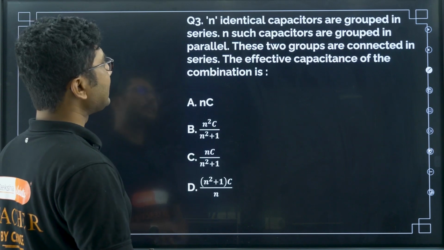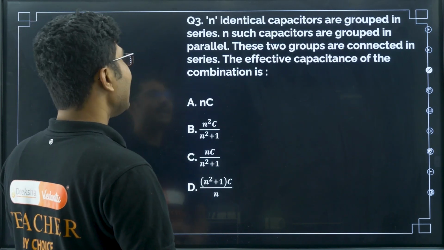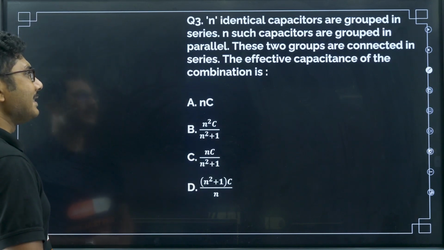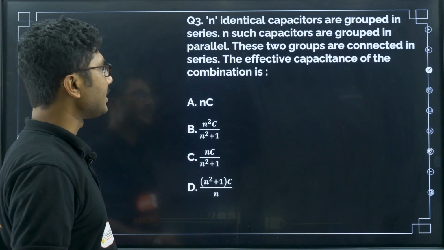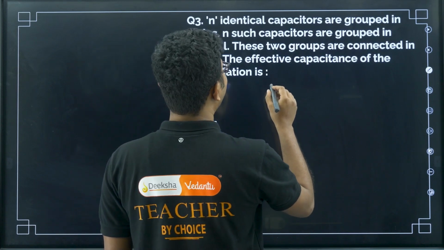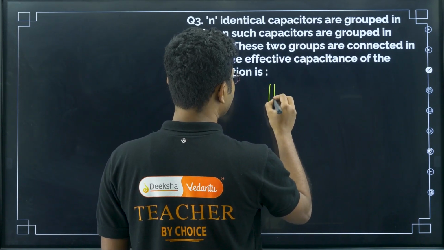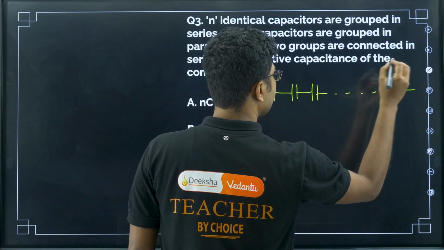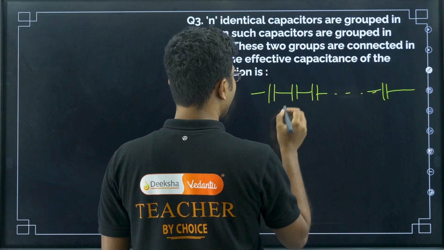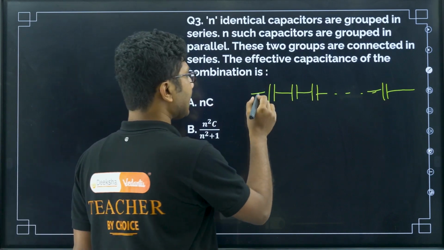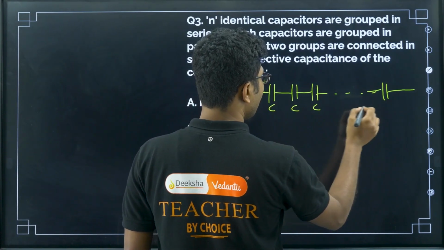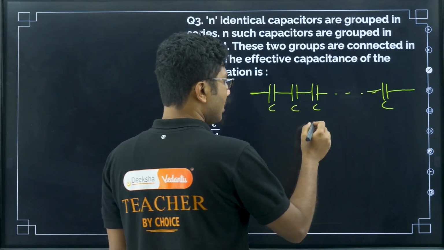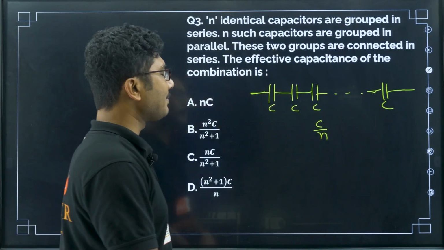N identical capacitors are grouped in series and N such capacitors are grouped in parallel. These two groups are connected in series. The effective capacitance of the combination is. So first, we have N capacitors grouped in series. These are the capacitors, they are connected in series. If identical capacitors are connected in series, I explained this before also, for series combination it becomes C by N, right, you have to divide by N.